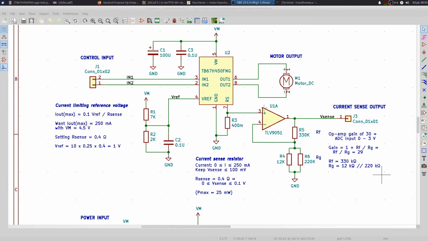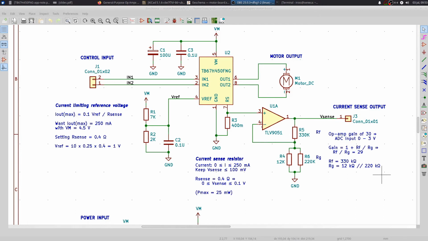So this is an op-amp configured as a non-inverting amplifier, and it outputs a sense voltage on a connector. One thing I may do when it comes to laying out the board is to bring all of these connectors together: the input, the motor driver output, the power connectors, and this sense voltage. I'll decide about that when I come to doing layout.